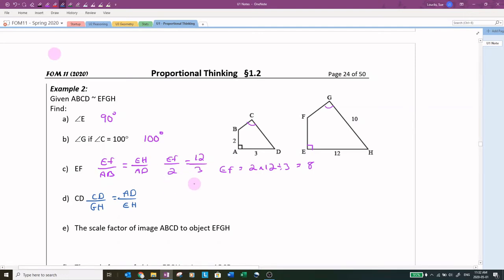That's okay. So CD, I don't know. That's what I'm looking for. GH is 10. AD is 3. EH is 12. So CD equals 3 times 10 divided by 12, which is 2.5.